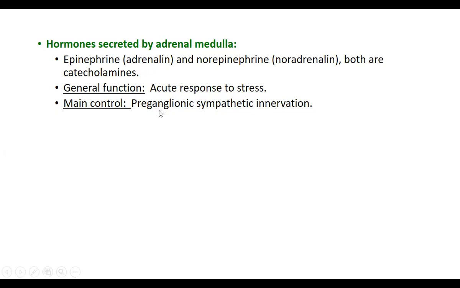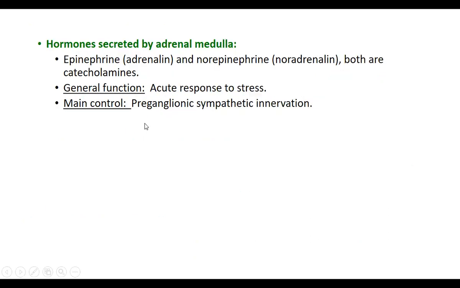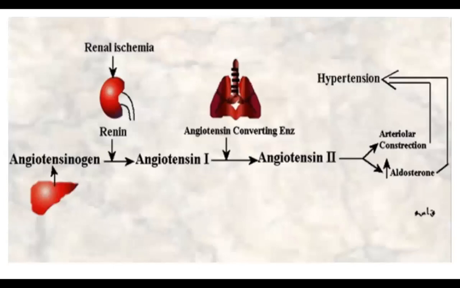So this is mainly controlled by the preganglionic sympathetic innervation, because the medullary cells themselves act as the postganglionic fibers, but all others are controlled by the hormones. So all those in the cortex are controlled by the hormones, but the medulla is controlled directly by the nerves, because the medulla is part of the nervous system. Okay, that's why they secrete adrenaline and noradrenaline, which again helps in the passage of the stimulus. So this explains how the adrenal medulla is different from the adrenal cortex.